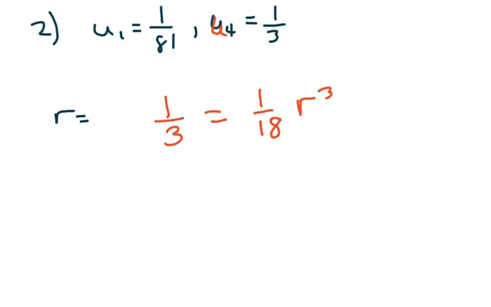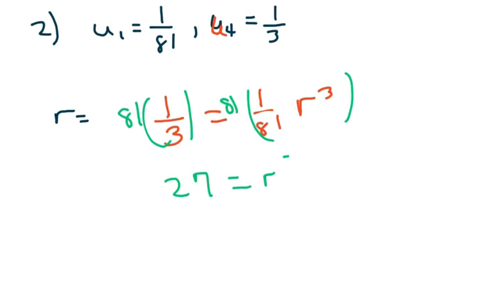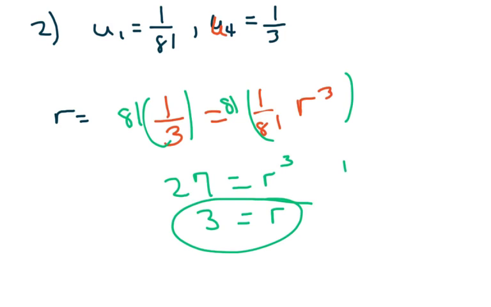And multiply. I did this last time too, so this is not 18, it's 81. So when you multiply both sides by 81, you get 27 equals R cubed, so R is 3. And you could actually write them out if you wanted to. So the first term is 1 over 81, 1 over 27, 1 over 9, and then your fourth term would be 1 over 3. They don't ask you to do that, but there's that.